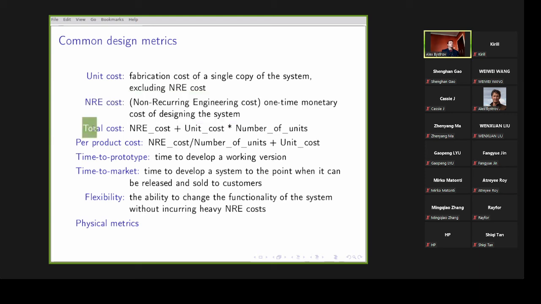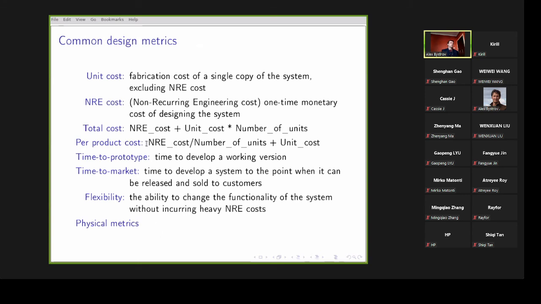The total cost, right? So it's where we add things together. It's non-recurring engineering cost, the previous one, plus unit cost multiplied by number of units. So the total of cost in the production. So you're producing a lot of components or a lot of devices, and eventually it costs you something. It's a combination of the single investment in the beginning plus whatever is needed to produce a single device.